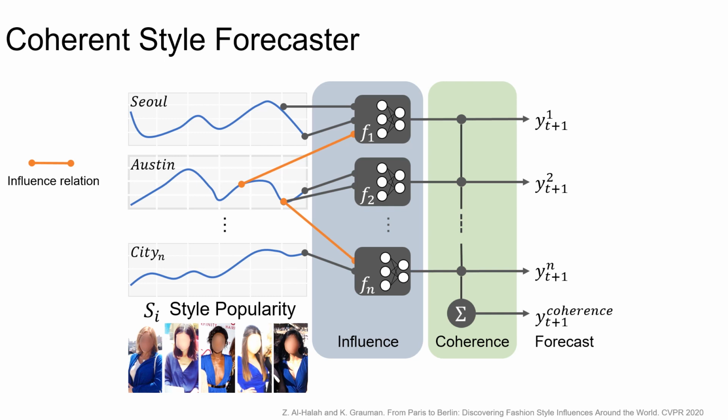We also propose a novel coherence loss. This loss ties the forecasts from the different cities to be close to the overall changes across the world for that style. We found that this loss makes the forecast more stable and robust to noise.